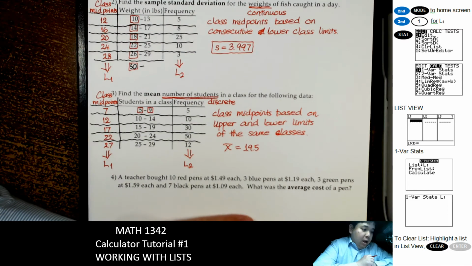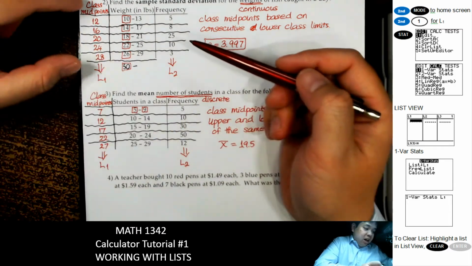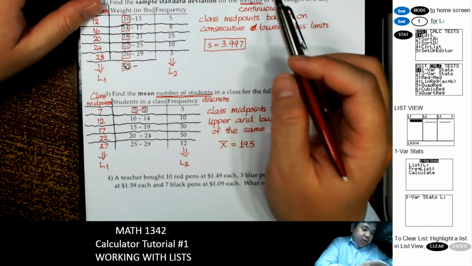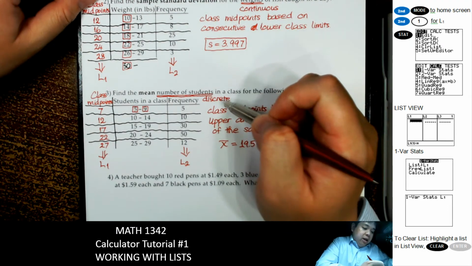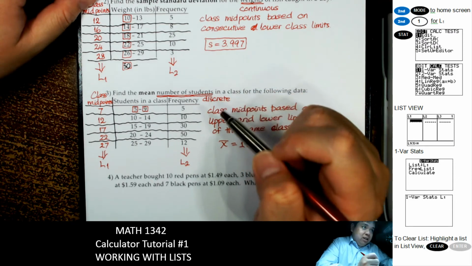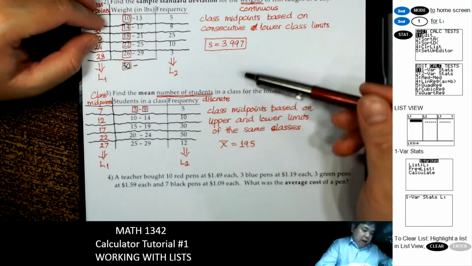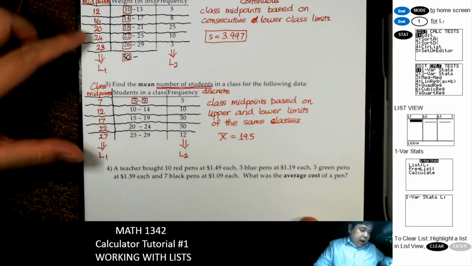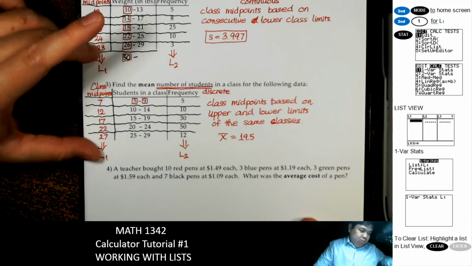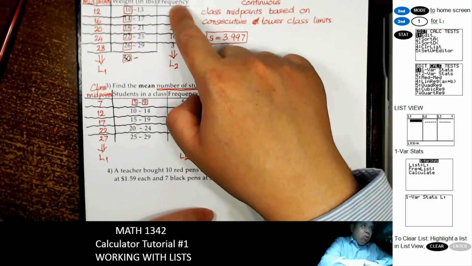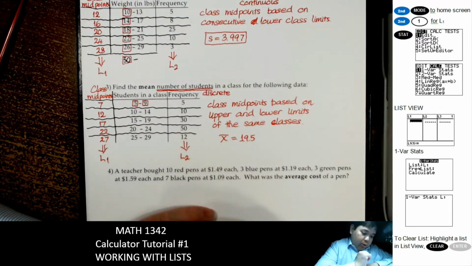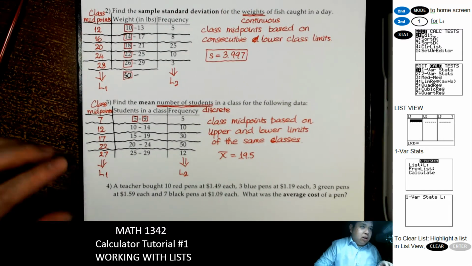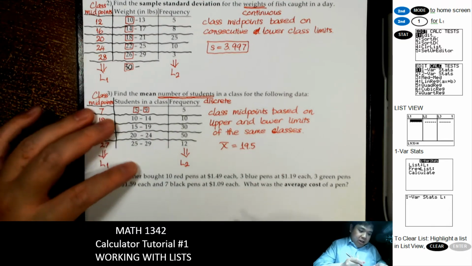So once again, note that the class midpoints are different for continuous data and discrete data, and how we calculate them. The values usually will be list 1, and the frequency will be list 2. Right. Now go to the next example. This is the weighted mean.